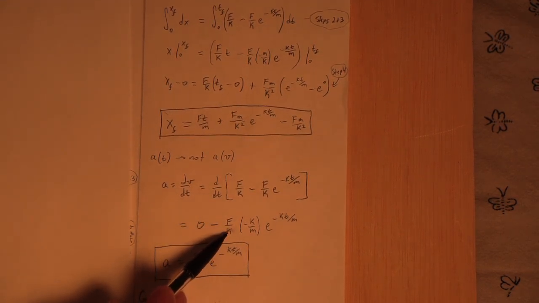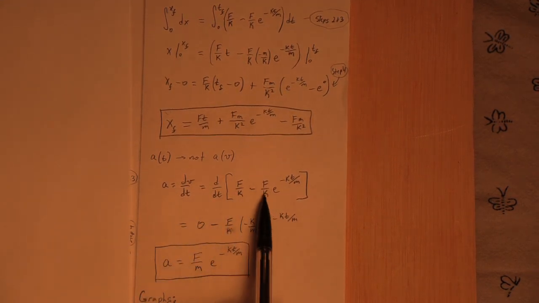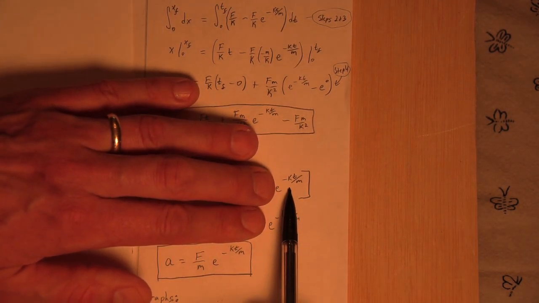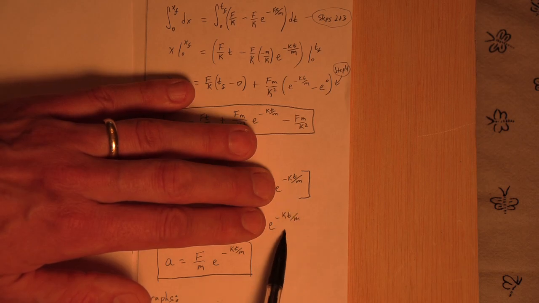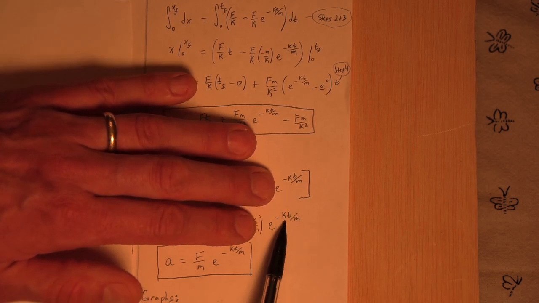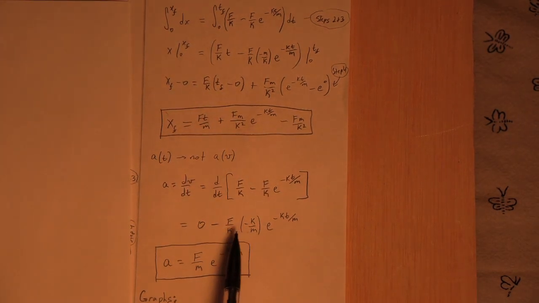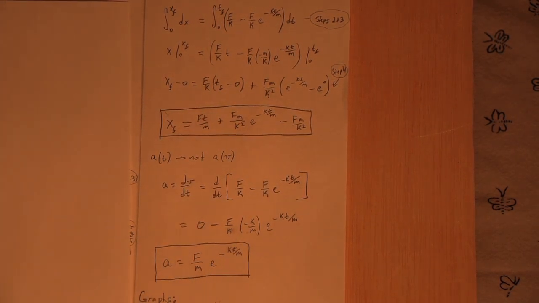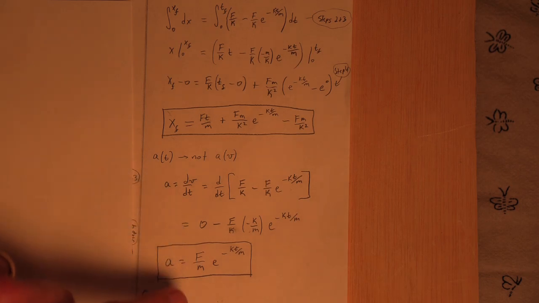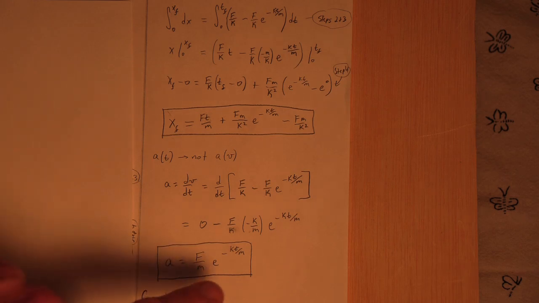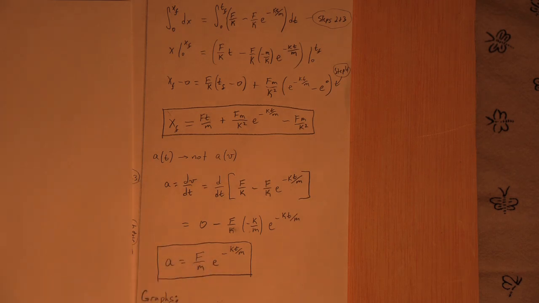Okay, so there we are. F over k, and then so that's here, right? And then the derivative of the exponential is just the exponential, but then I need to multiply by the derivative of what's inside, which is negative k over m, right there. And then basically I touch everything up, and there it is. Notice I have f over m, the original acceleration when there's no air resistance because the car isn't moving yet. And that exponentially decays to 0.